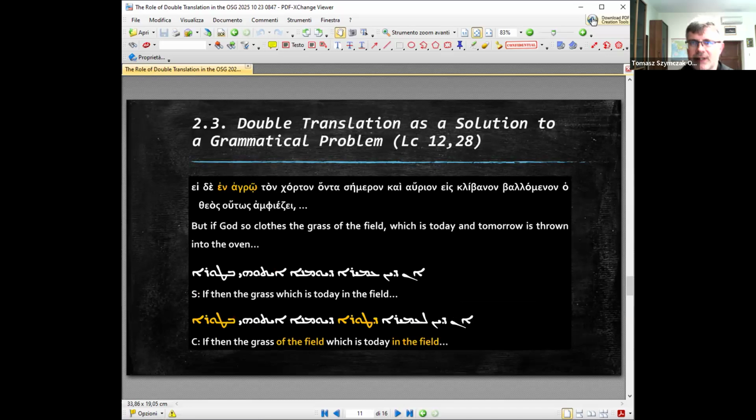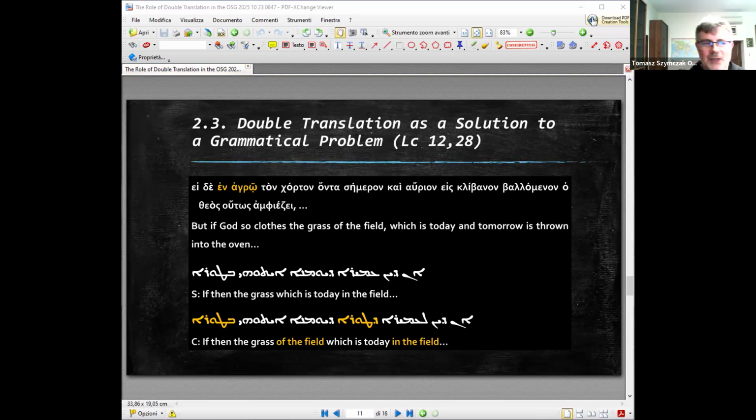And then the third example. Here we've got an example from Luke. We have here the expression en agro, and the Greek phrase here, en agro, in the field or of the field, could grammatically belong either to the grass, ton horton, or to being today, onta semeron.